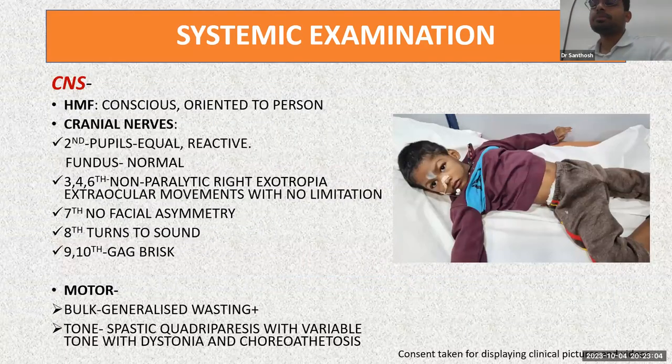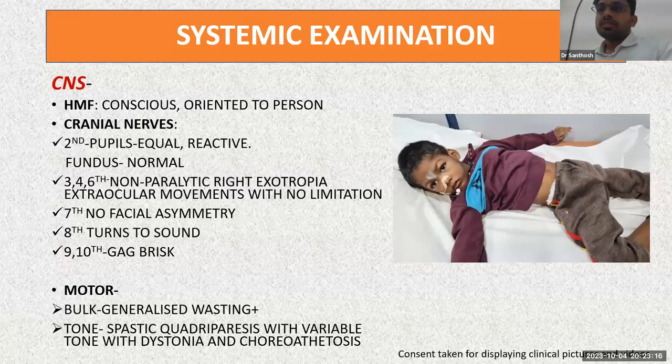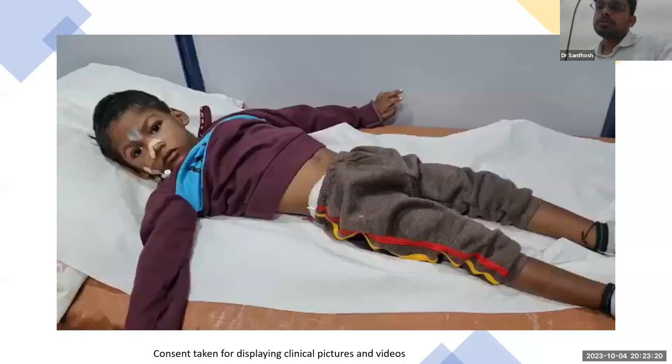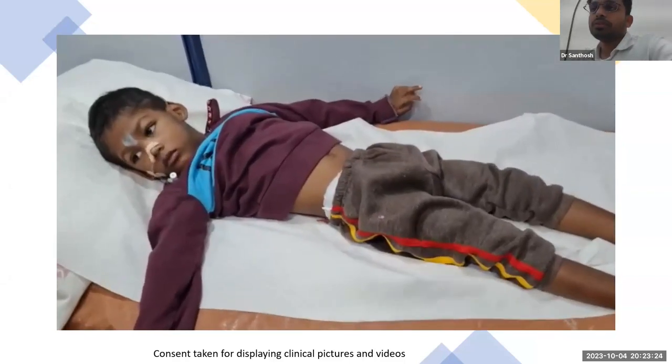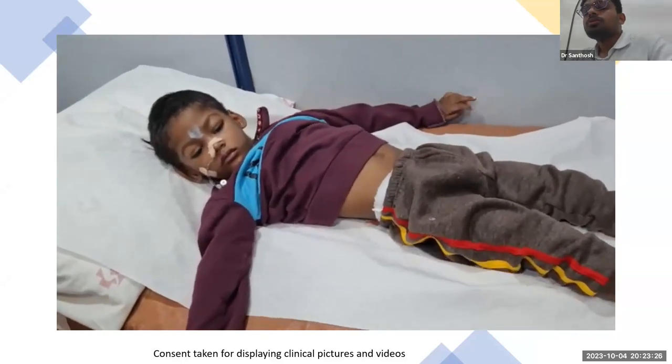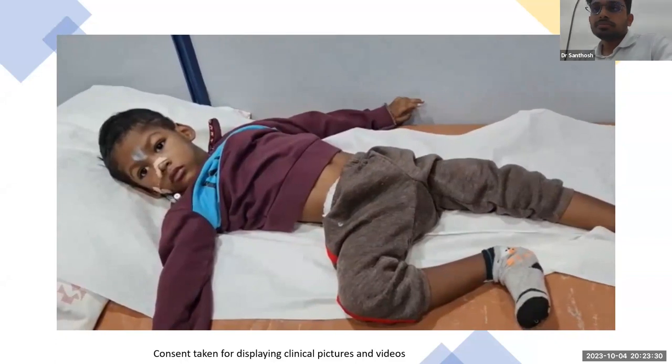Coming to the central nervous system examination, the child was conscious, oriented to person, with other cranial nerves more or less normal except the right exotropia, and the 9th and 10th gag was brisk. On motor system examination, there was generalized wasting with spastic quadriparesis with variable tone, with dystonia and choreoathetosis. This is visible in this video, some amount of peripheral movements in the form of choreoathetoid movements.